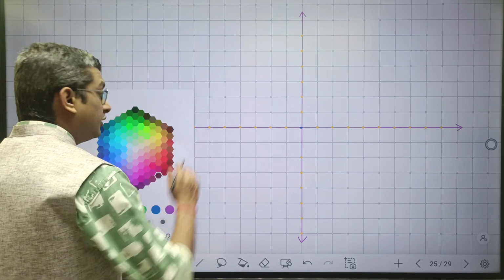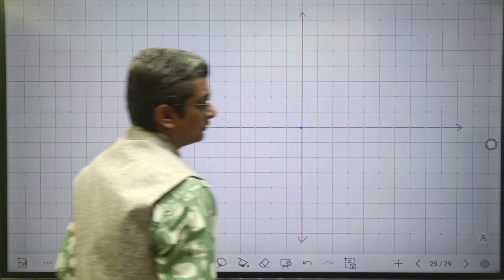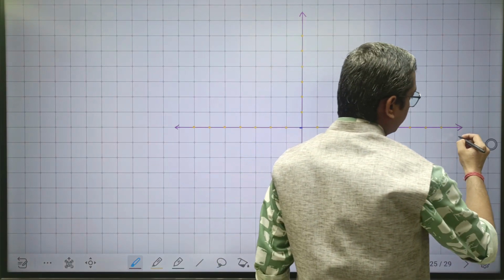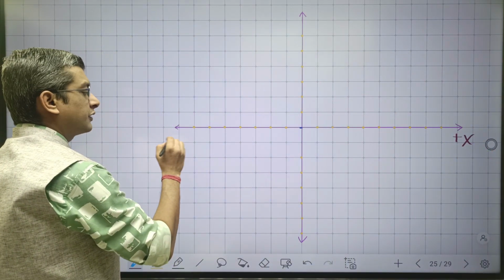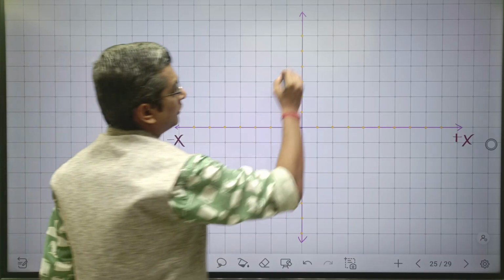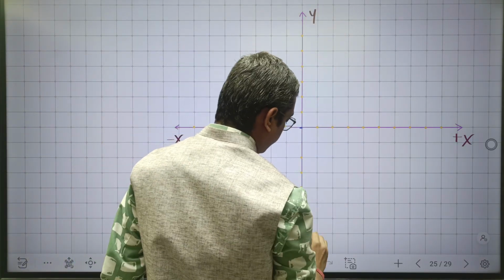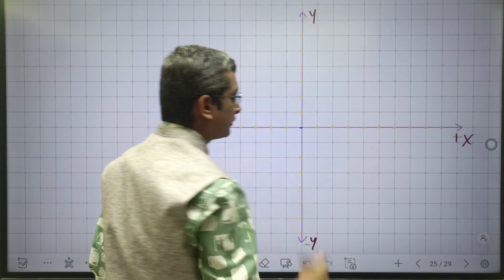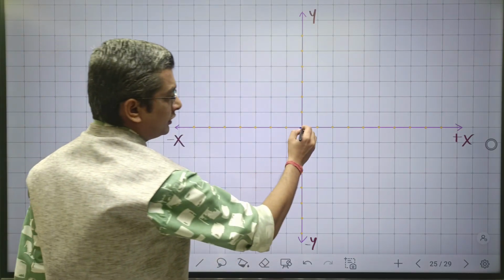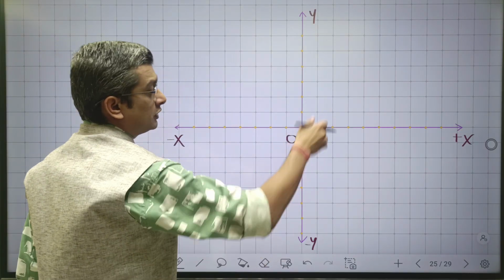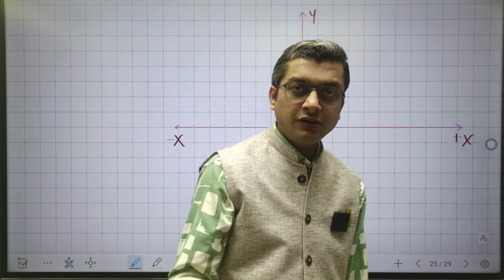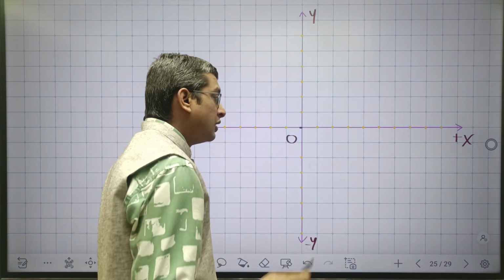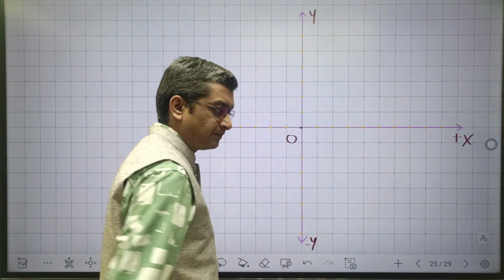So this is known as the Cartesian plane. This has the x-axis, so this is plus x, this is negative x-axis. This can be written as x prime or negative x. This is the y-axis and this is y prime, or you can say minus y-axis. This point is the center, that is the origin, the intersection of the x-axis and y-axis. And the z-axis will also pass through this origin.